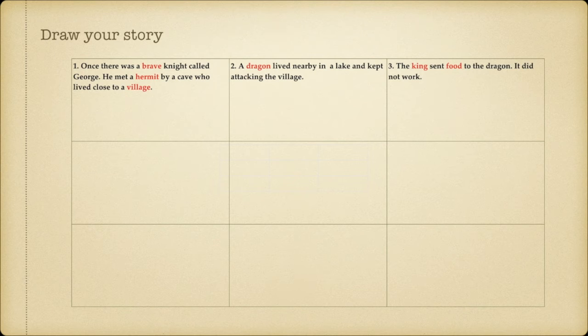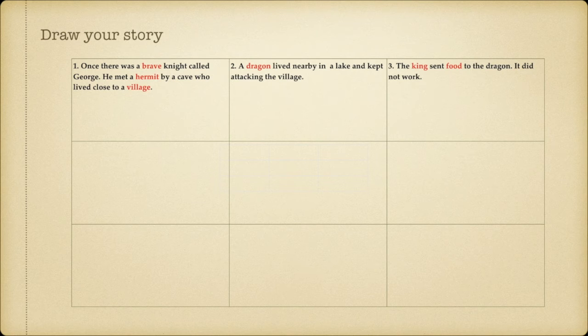So can you memorize that sentence? Can you say it, repeat it? Doesn't have to be exactly the same, but needs to be very similar. Now, in rectangle number 1, you need to draw a picture of the brave knight George. You need to draw a picture of the hermit and a picture of the village, as well as the hermit's cave.